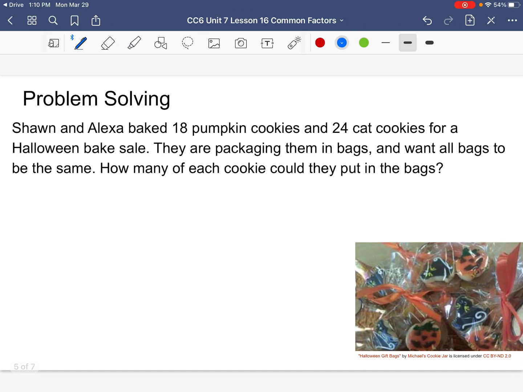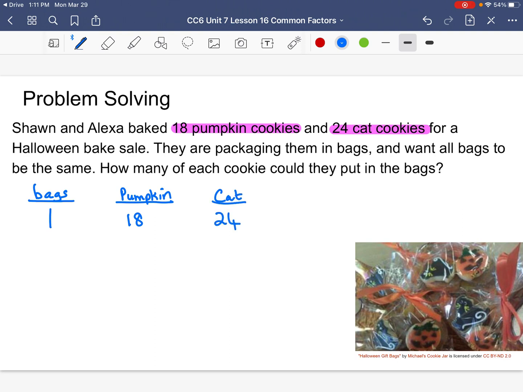So now let's look at solving a problem. Shauna and Alex baked 18 pumpkin cookies and 24 cat cookies for a Halloween bake sale. They're packaging them in bags and they want all the bags to be the same. How many of each cookie should they put in the bags? So if they put everything into one bag, I'm going to label the column bags, there would be 18 pumpkin cookies and 24 cat cookies in the bag.